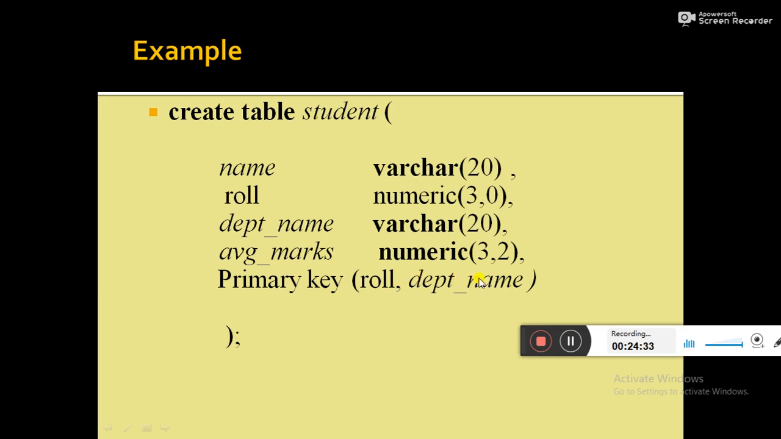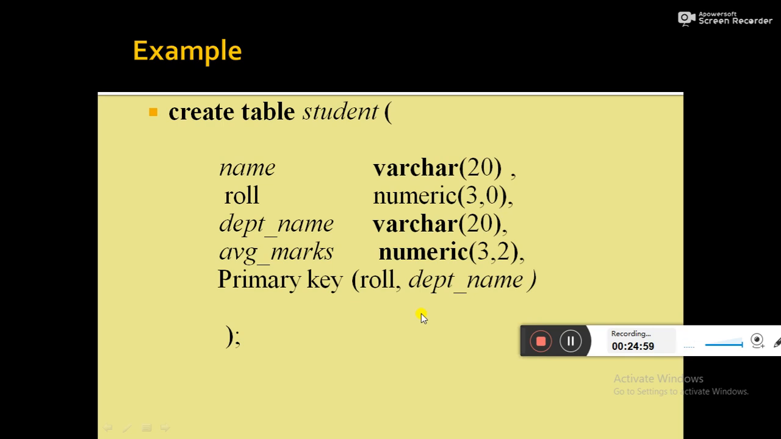So roll comma department. That means the relation student has a primary key which consists of 2 attributes. Don't misinterpret that the relation student has 2 primary keys, roll is a primary key and department name is another primary key. No, it's not. The student relation or student table has only one primary key, which is the combination of roll and department name.